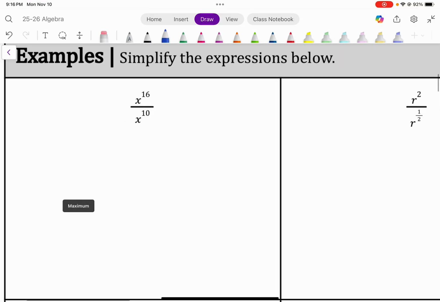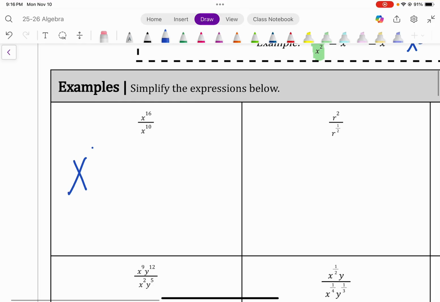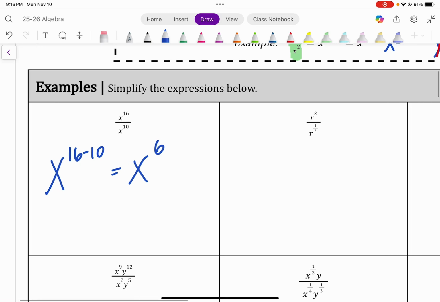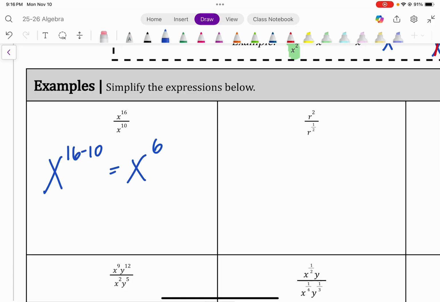So on this first problem, we're just going to do x to the 16 minus 10, so x to the 6th. Again, I'm going to show you more work than you need to. I always feel like it's important that I show you where these numbers come from. If you just know that the first one is x to the 6th, that's fine.